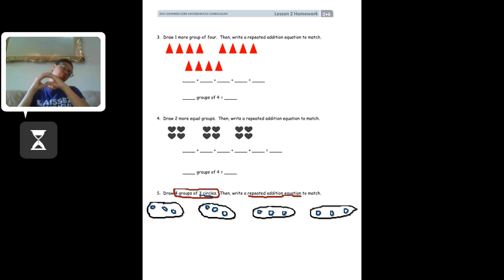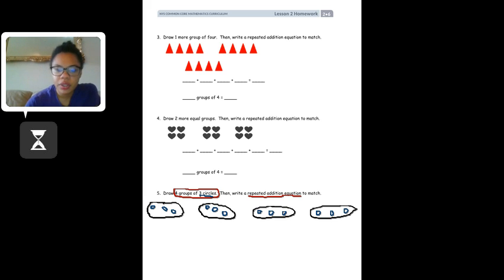Each group has 3 circles in it. And I think that's what I'm supposed to draw, because it said draw 4 groups, and I do 1, 2, 3, 4 groups of 3 circles. So each group has 1, 2, 3 circles on the inside.